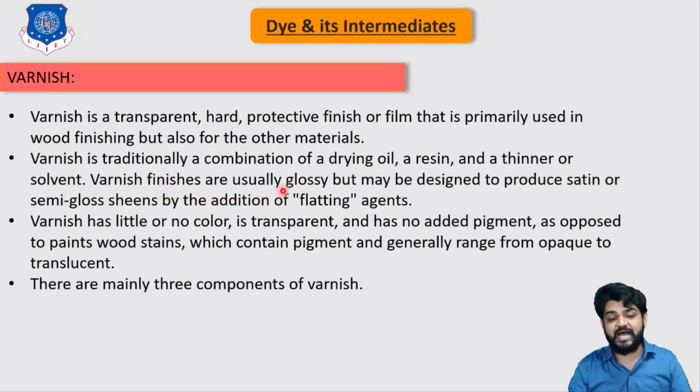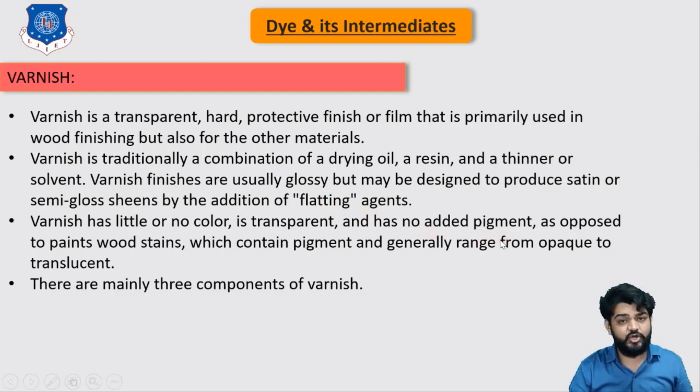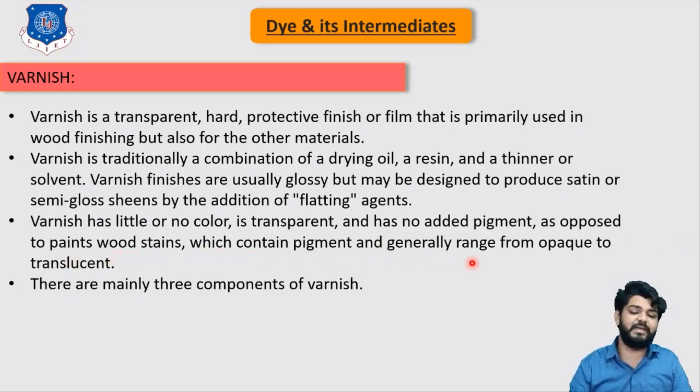Varnish finishes are usually glossy but may be designed to produce satin or semi-glossy sheens by addition of flattening agents. The varnishes have very little or no color. As we have already seen, they are transparent. So we can say that they have very little or no color. It is transparent in nature and has no additive pigments. So it has no additive pigments, hence we can say that they are a pure form of the paints, as opposed to the paints used for wood, which generally contain pigments in the range of opaque to translucent color.